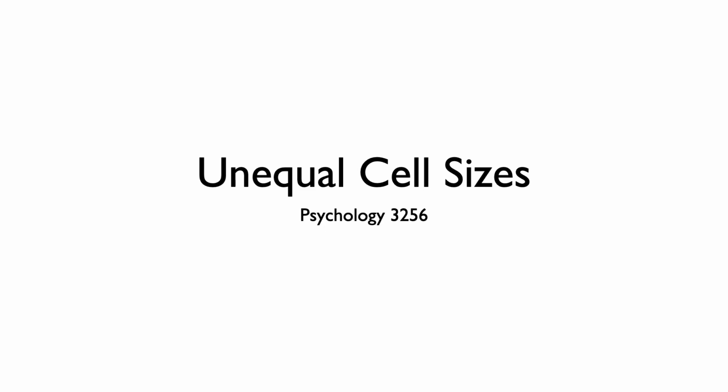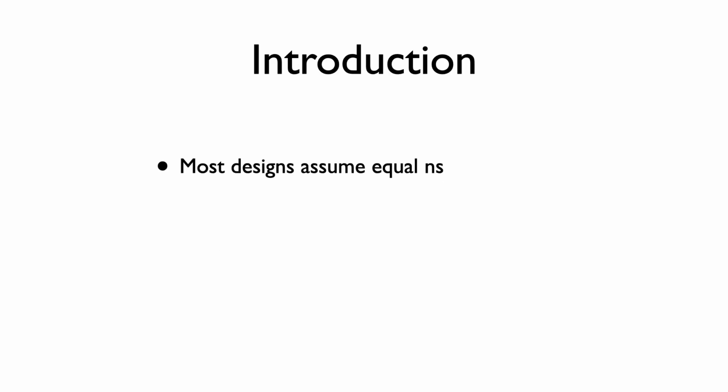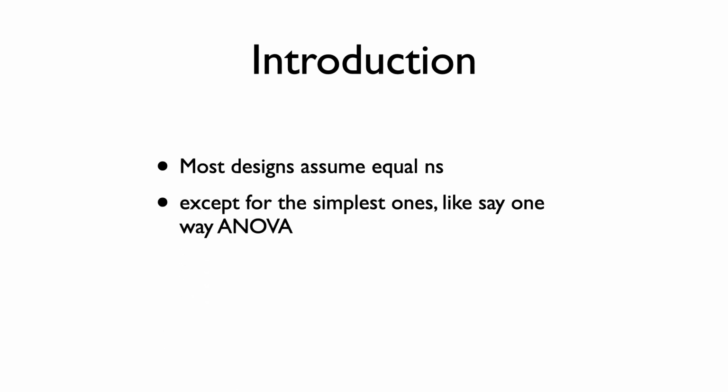All right. This topic's a little odd because we hope that this doesn't happen. Most designs, everything I've talked about so far, except for the very simplest design, has assumed equal numbers of subjects per group, equal number of observations. Okay? So, except for a really vanilla one-way ANOVA, you really want an equal number of observations per group.